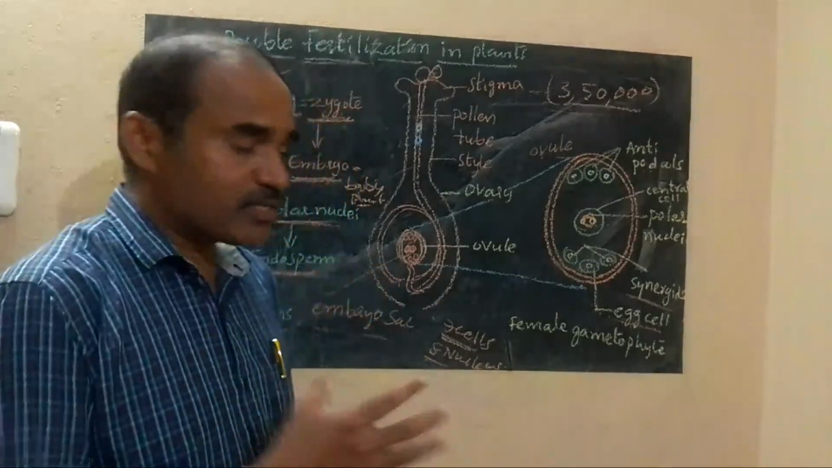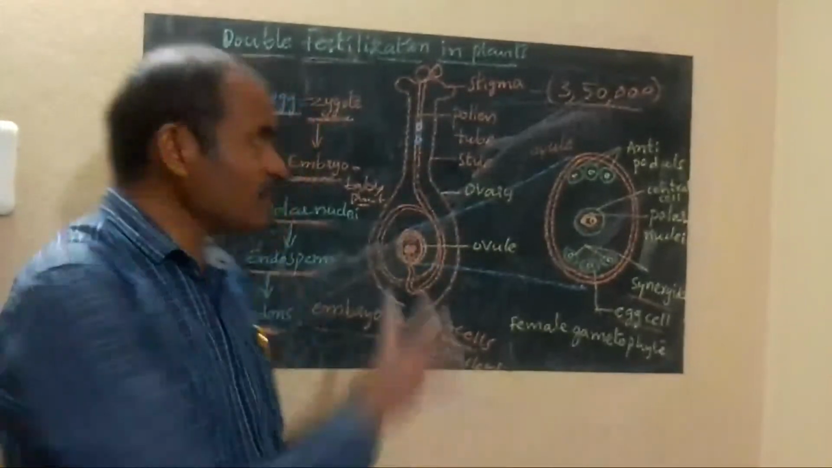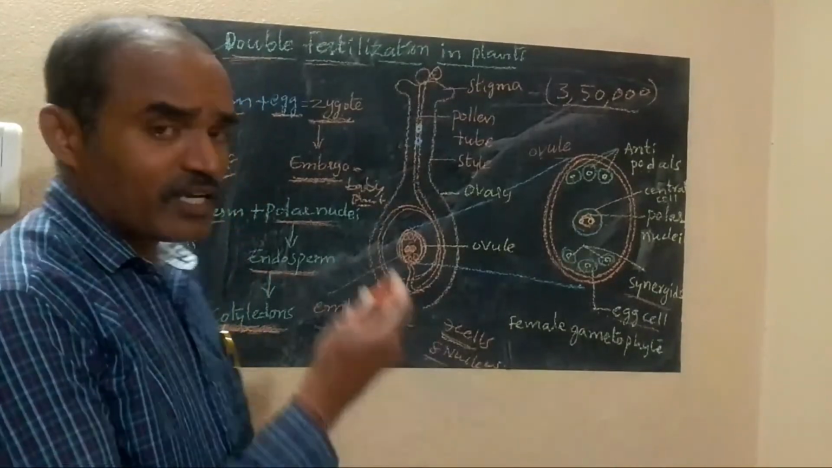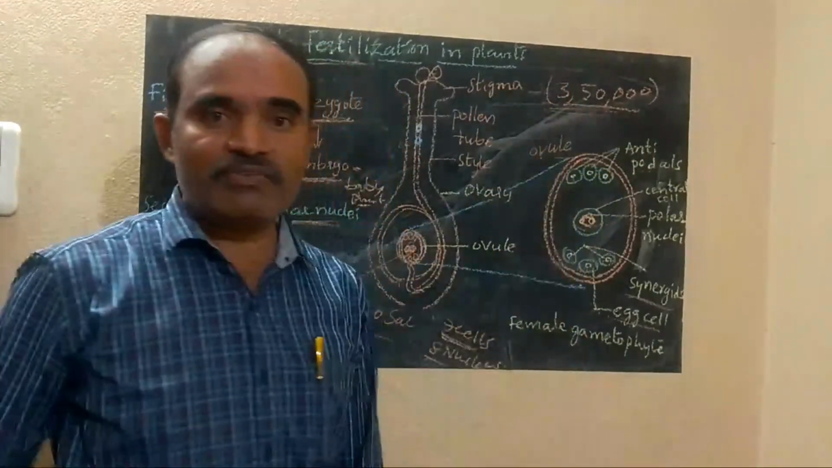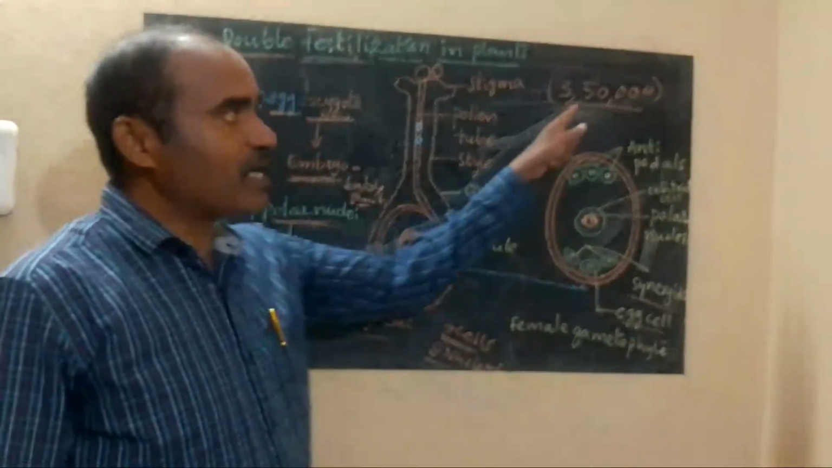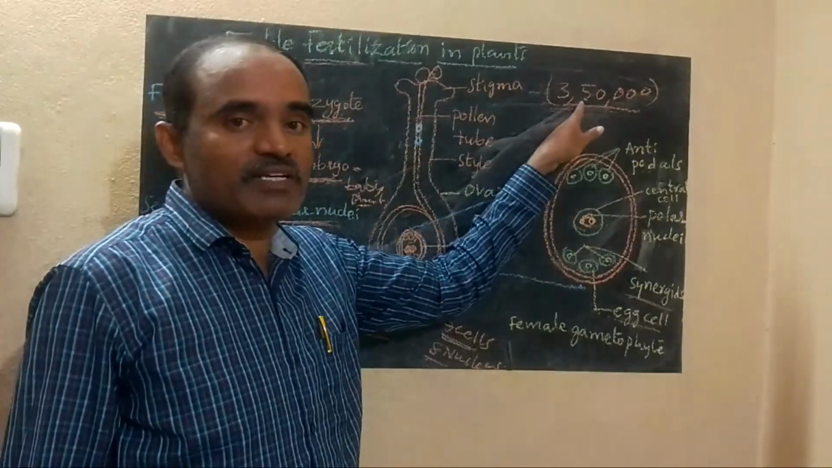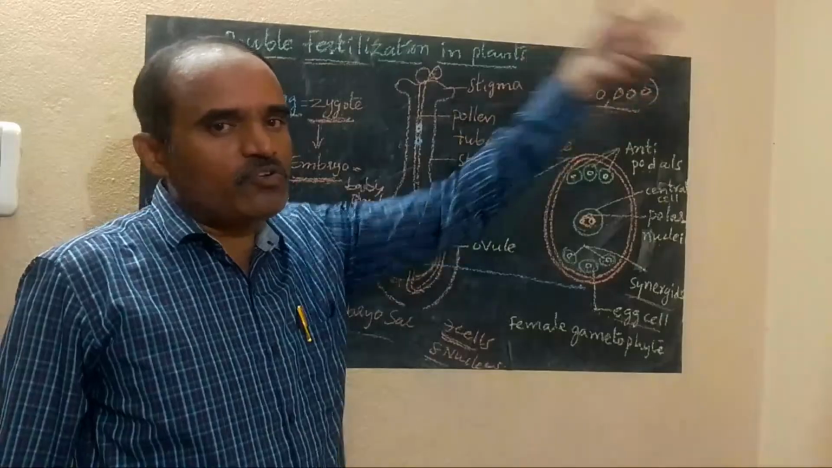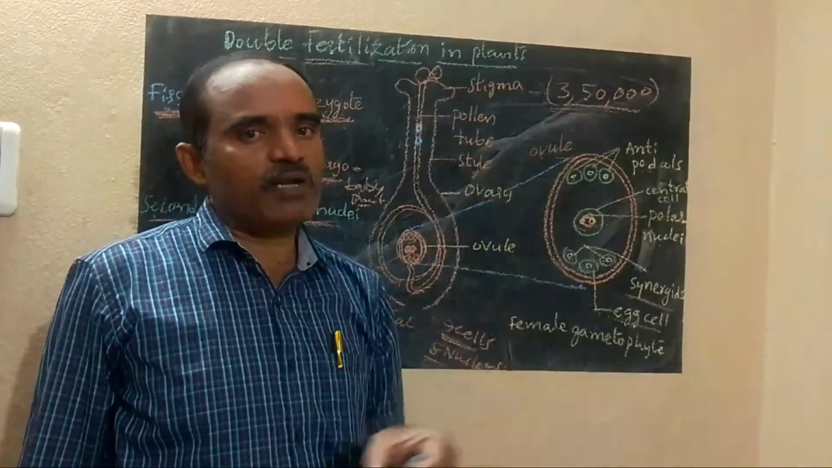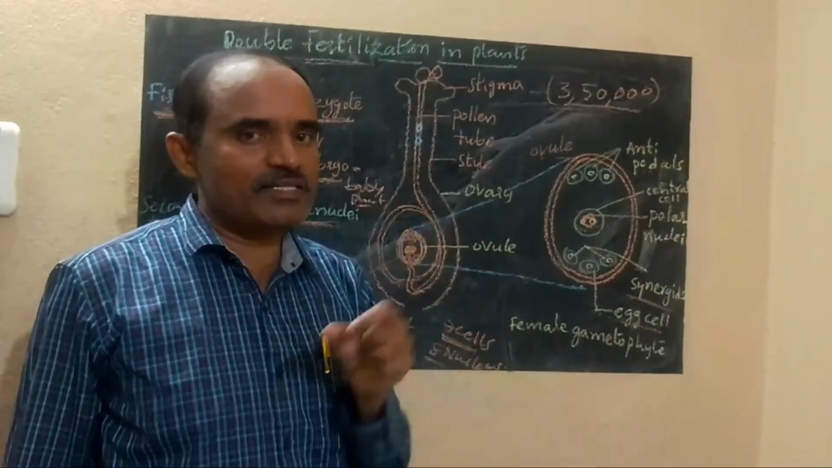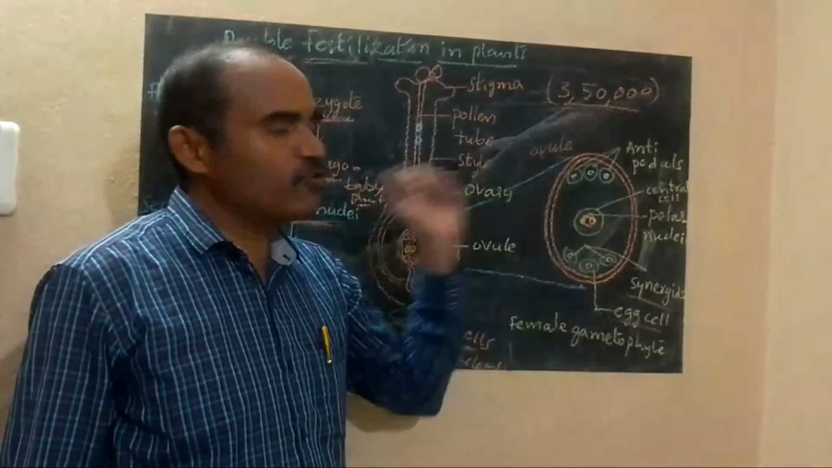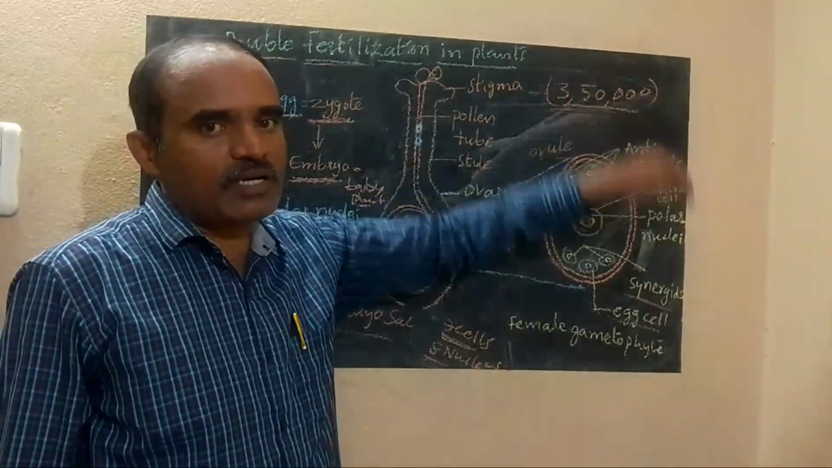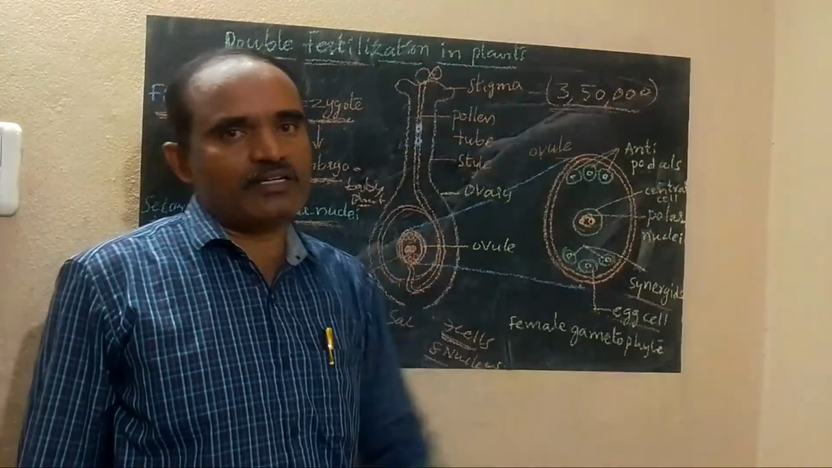Now we are going to discuss one of the important topics, double fertilization in flowering plants. There are nearly 3 lakh 50,000 flowering plants present on our earth, from huge plants to very small plants, some the size of a grain.